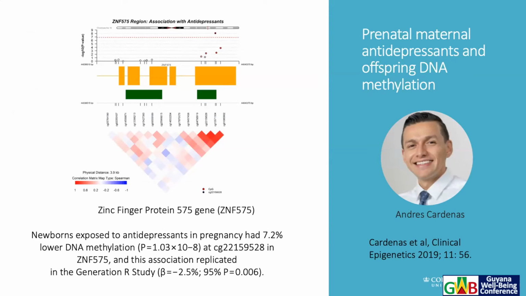Also, Andres Cardenas showed that, looking at the mothers, prenatal maternal antidepressants change the DNA methylation of the offspring. This clearly can be a pharmacological effect or can be a marker of having depression, and it changes the offspring DNA methylation on a specific gene, the zinc finger protein 575 gene. And this was found in a human cohort in Boston and replicated in a human cohort in the Netherlands.